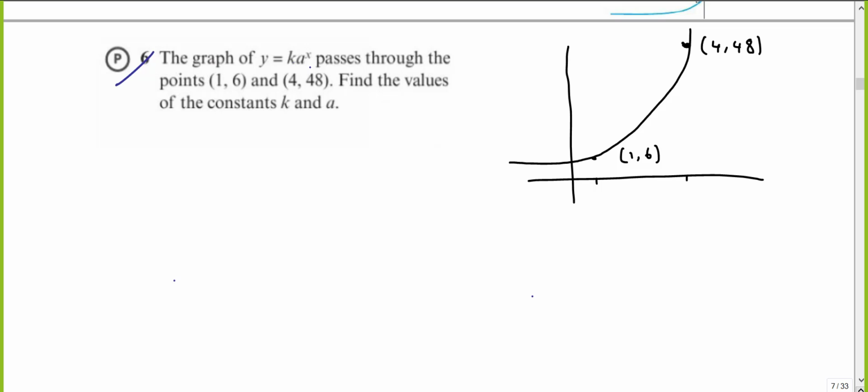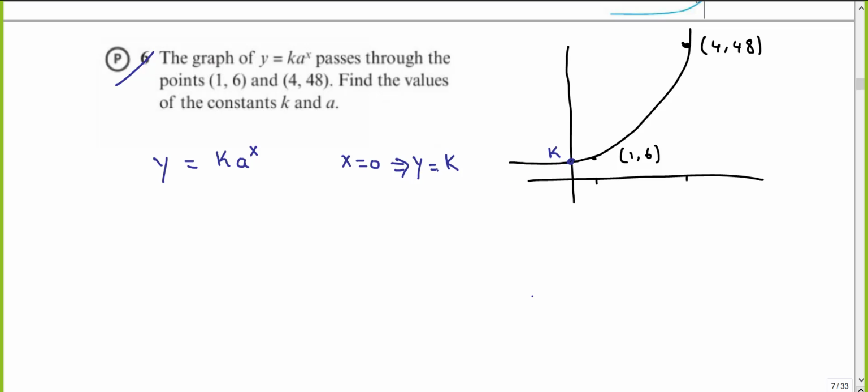So they say y equals k a to the x passes through these points. Find the values of k and a. So we have y equals k a to the x. We want k and we want a. So what to do? Use the points. The y-intercept here will be what, Adam? It will be k. How do I know? If you substitute x equals 0, you will see that y will equal k, because a power 0 is 1. So y will be k. This is the y-intercept.